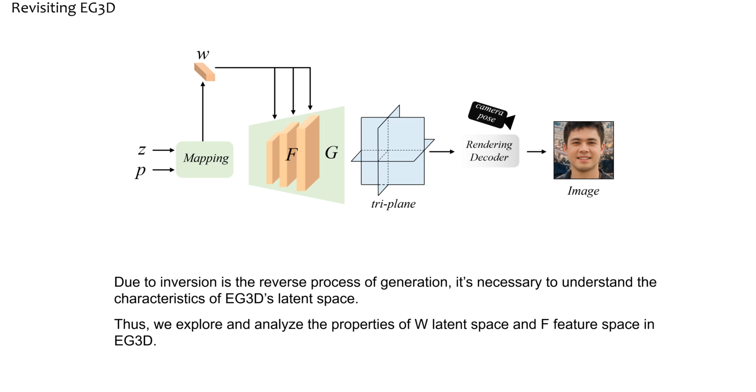Because inversion is the reverse process of generation, it's necessary to understand the characteristics of EG3D's latent space. Thus, we explore and analyze the properties of W latent space and F feature space in EG3D.